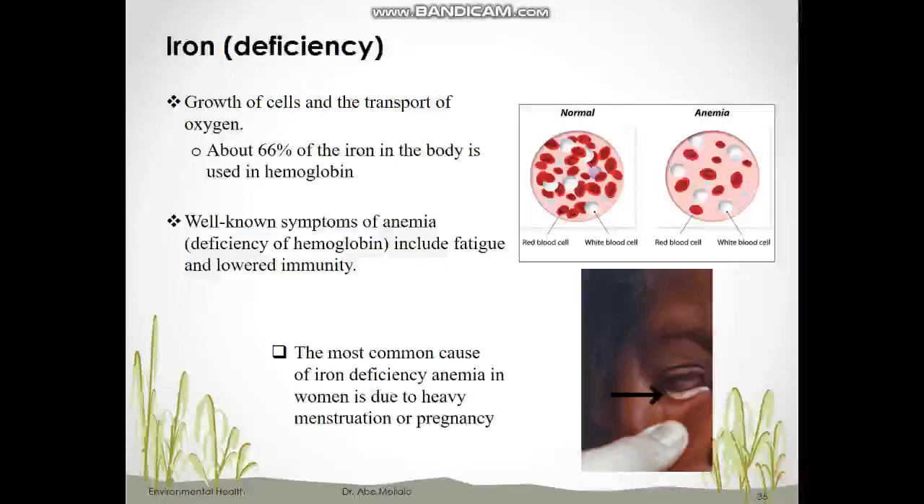This picture shows normal blood cells, but when a person gets anemia, the number of red blood cells decreases and the result is constant fatigue and lower immunity of the body. The most common reason for anemia in women is heavy menstruation and pregnancy, because they lose red blood cells.